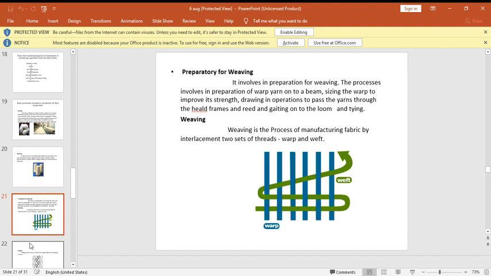Weaving is the process of manufacturing fabric by interlacement of two sets of threads called warp and weft. See in the diagram, the vertical lines, the blue lines, are warp, and the horizontal lines, green color, are called weft. So by the interlacement of warp and weft yarns, we get the weaving process.